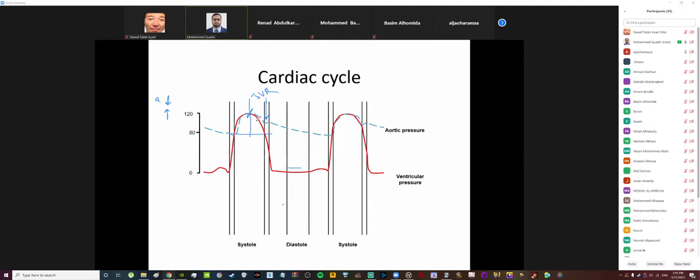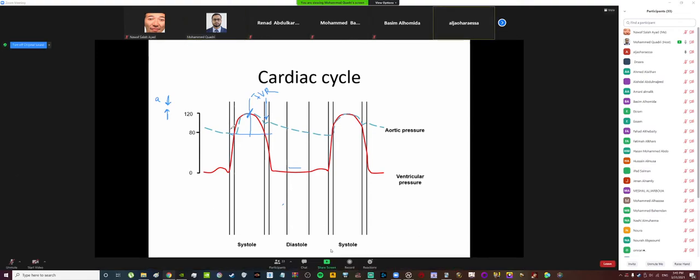In the isovolumetric contraction, will the aortic pressure remain the same, at 80? Absolutely 80, because now which valve is closed? All valves are closed, including the aortic valve, so no blood is getting ejected into the aorta. That's why the pressure will remain at 80. Thank you, doctor, so much.